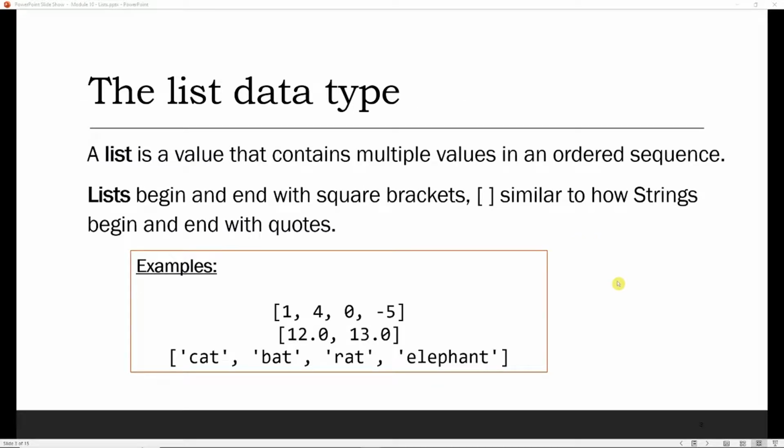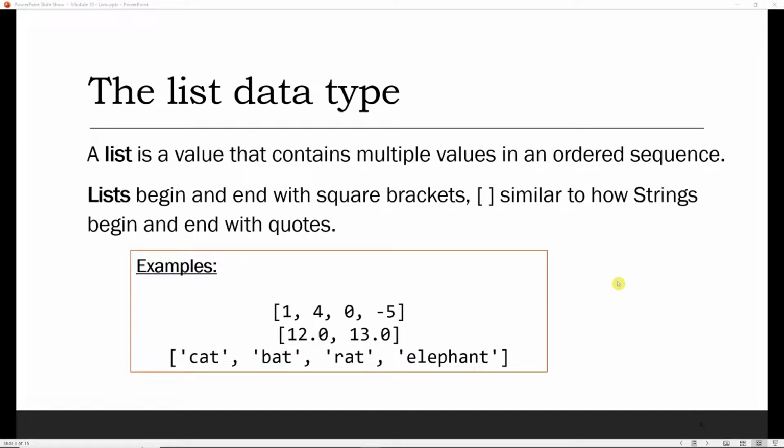The list is a special kind of data type. We've already discussed a few very primitive data types, including integer, float, and string. A list is a value that contains multiple values in an ordered sequence. So a couple things I want to point out here. First of all, a list can be treated as a single item, hence it is a value. It can also contain multiple values, and these values are ordered. So in other words, each of these has an index. Lists begin and end with the square brackets, similar to how strings begin and end with quotes.